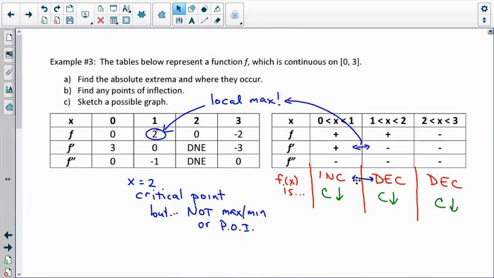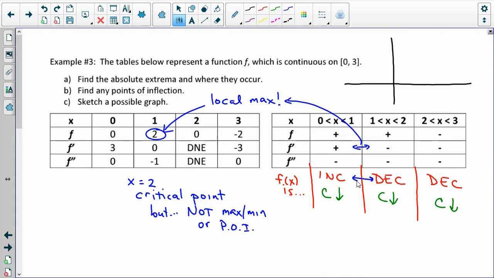So I'm going to sketch a graph of this, and I'm also going to answer the other questions. So after I sketch the graph, that may help me answer the questions, parts A and B, a little bit better. So if I take a look at this graph, I have a point at (0, 0). I have a point at (1, 2). I have a point at (2, 0), and I have a point at (3, -2). So those are points that I know are on the graph.